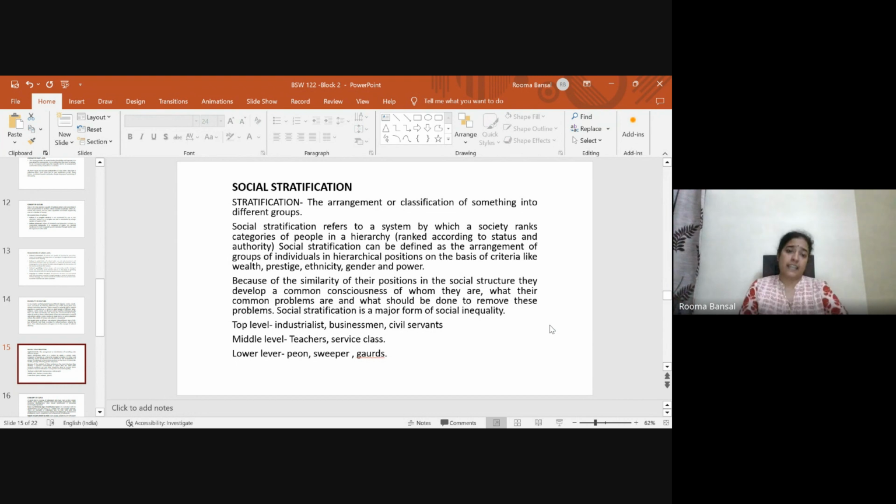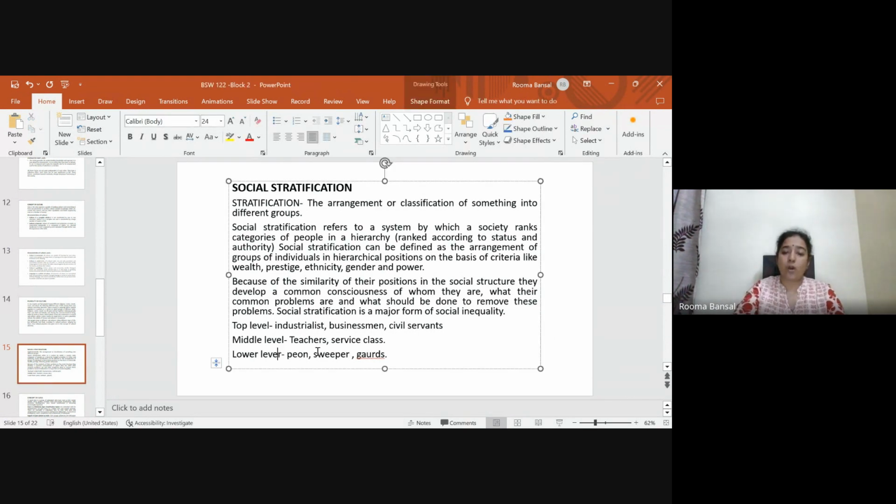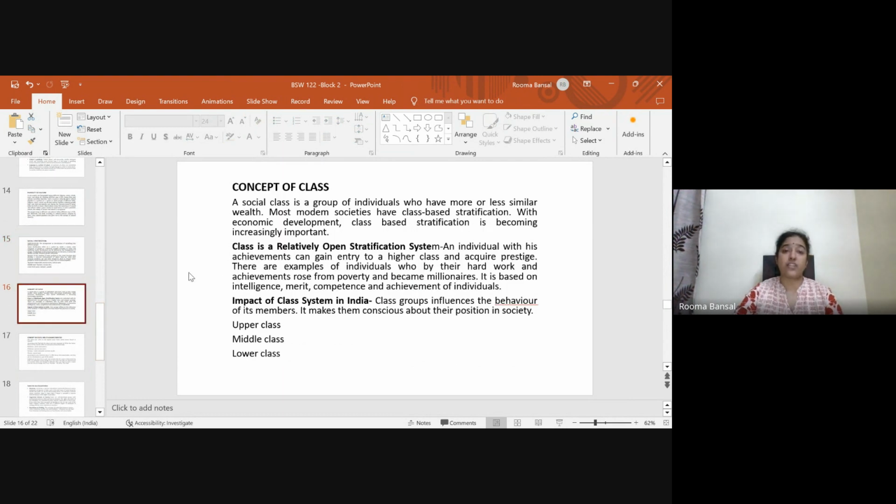Here, we can take the example of top level, middle level, and lower level. We generalize people, or we divide people, according to their wealth or their financial status. In the top level, it includes industrialists, businessmen, or civil servants. In the middle level, we talk about teachers and service class people. And in the lower level, we count people who do the job of peon, sweeper, or guards. Here, we are dividing people according to their occupation and their wealth. So, what we are doing? We are doing social stratification.